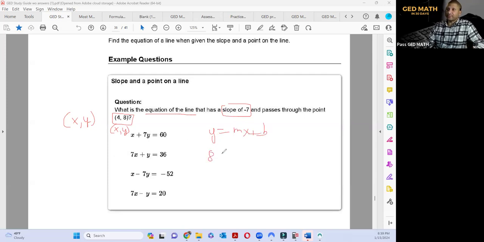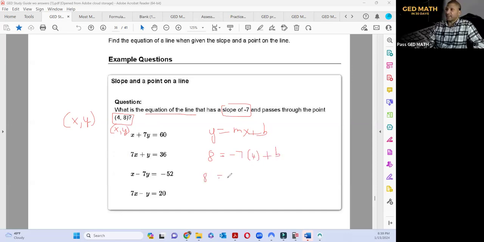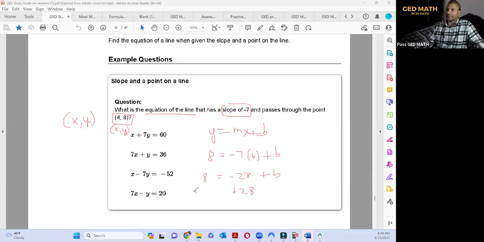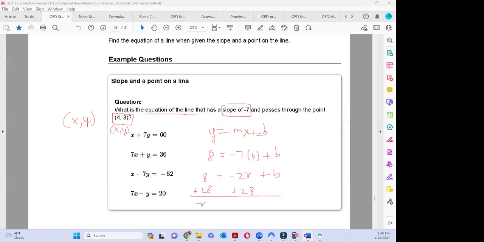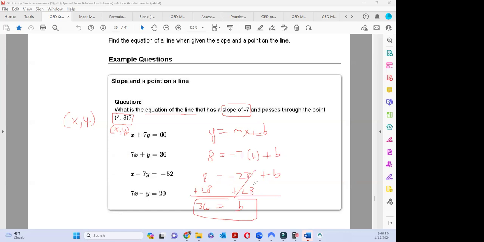Y is 8. My slope is negative 7. I'll multiply that by x. X is 4 plus b. So I get 8 equals minus 28 plus b. In order to get b by itself, I must add 28 to both sides. So I get 36. I bring down my equal. The 28's cancel. I bring down my b. So I know my y-intercept is 36.